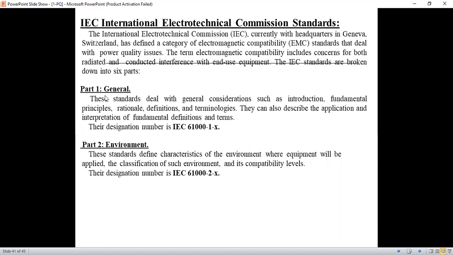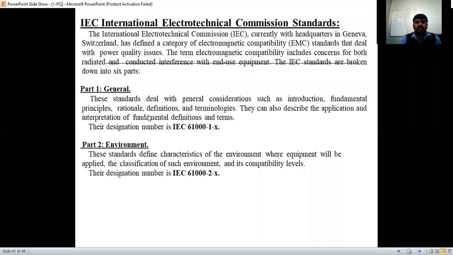First one, part 1. What is it going to show? These standards deal with general considerations. For example, it may be issues, importance, some introductions, fundamental principles, definitions of voltage sags, under voltage, over voltage, what are sustained interruptions, transients, and what are the different types of transients. It is going for general considerations only.